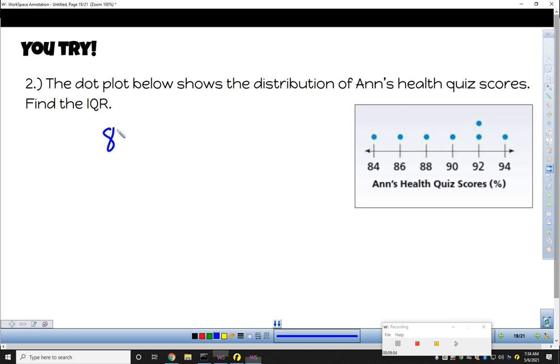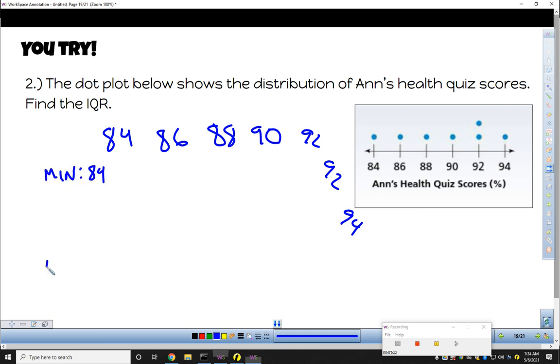So here we go. We've got an 84, an 86, an 88, a 90. I should have given myself more room. A 92, a 92, a 94. All right. So minimum is 84, maximum is 94, median, that middle number: low, high, low, high, low, high, 90.